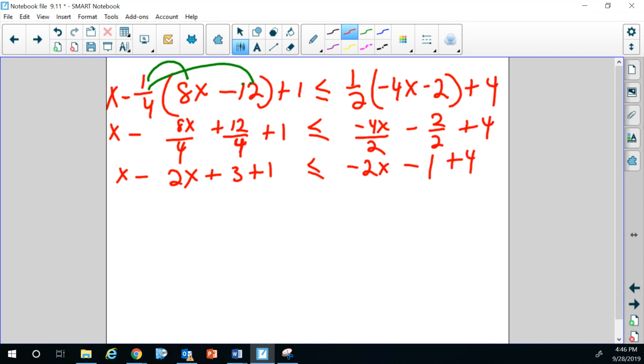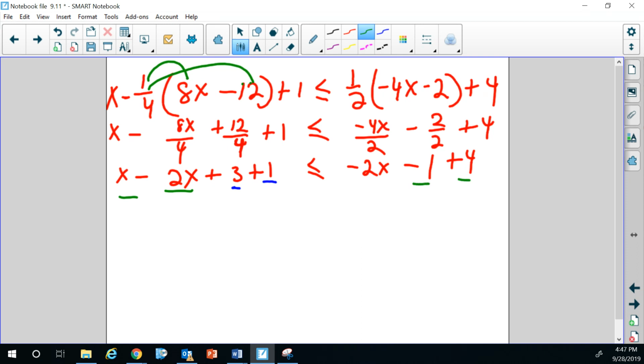Okay. Now let's combine like terms. So let's go ahead and identify my like terms. On the left side, I have a 1 and a 3, and a 2x and an x. Again, you cannot combine the x term and, say, the 3. You just can't do that. You can't combine apples and oranges. On the right side, I have a negative 1 and 4.